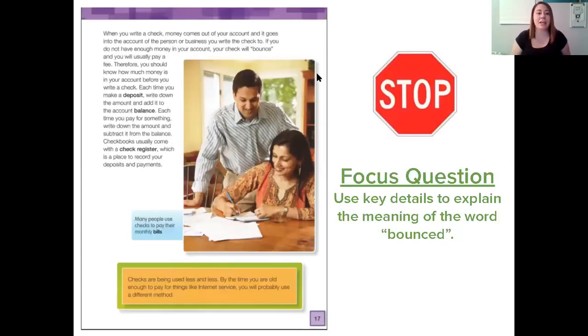When you write a check, money comes out of your account and goes into the account of the person or business you write the check to. If you do not have enough money in your account, your check will bounce and you will usually have to pay a fee. Therefore, you should know how much money is in your account before you write a check. That's pretty smart. Each time you make a deposit, write down the amount and add it to the account balance. Each time you pay for something, write down the amount and subtract it from the balance. Checkbooks usually come with a check register, which is a place to record your deposits and payments.